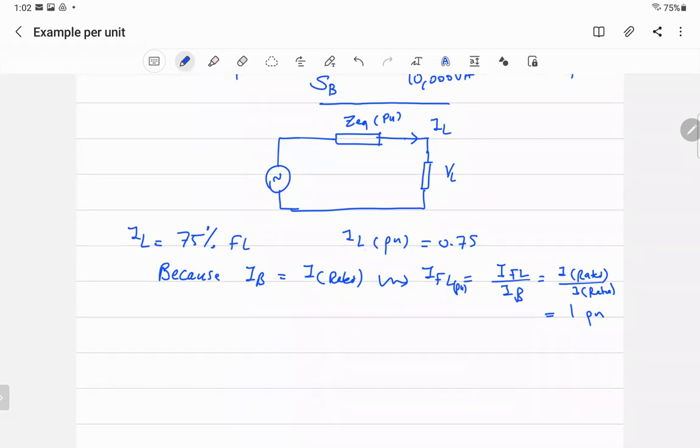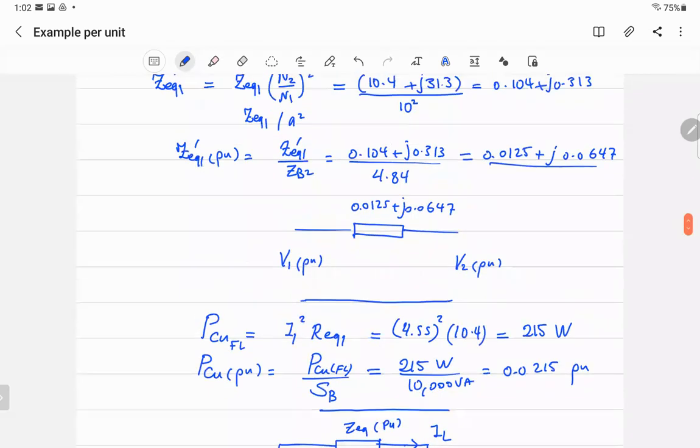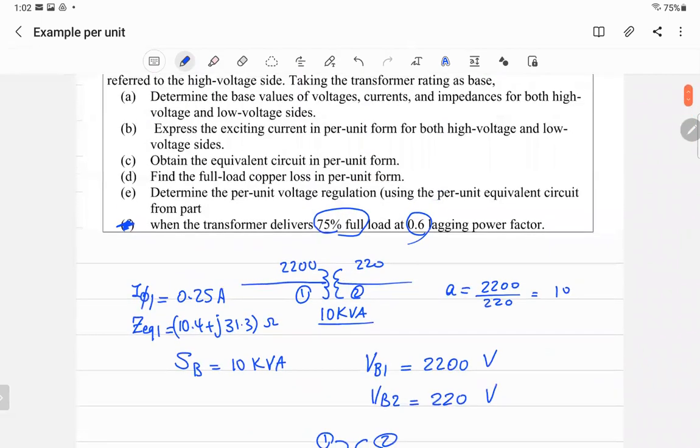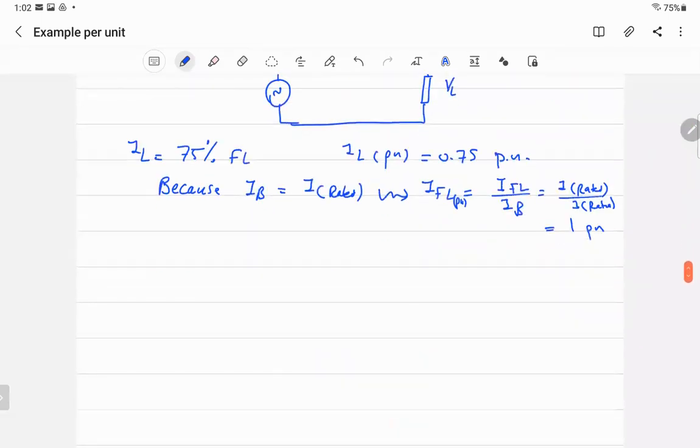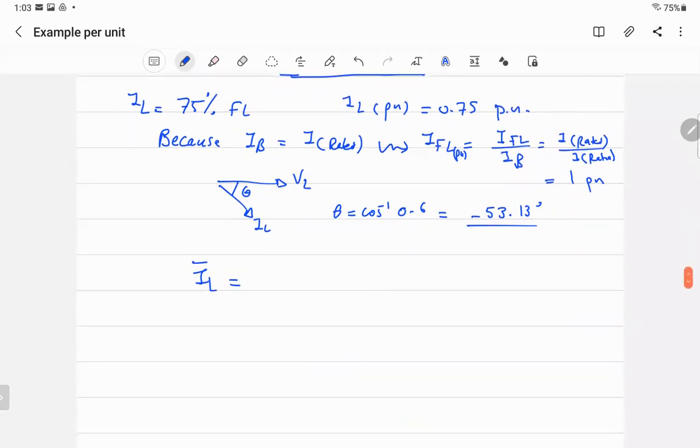Now, that's the magnitude, 0.75 per unit. Current has magnitude and phase. It was mentioned that the power factor is equal to 0.6, lagging. So we have to find the angle. Because it's lagging, I make the voltage of the load at angle 0. That's the current, and that's theta. So theta is equal to cosine inverse of 0.6, which is equal to negative 53.13 degrees.